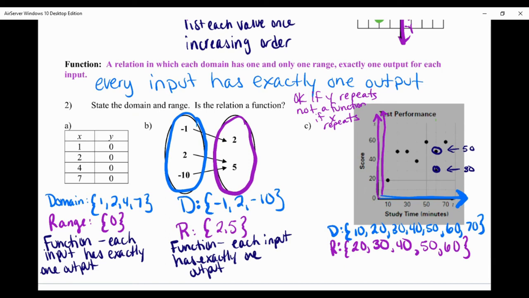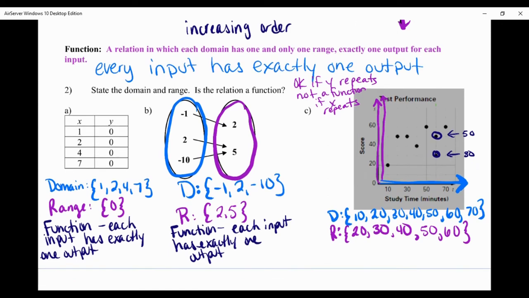Because that x value repeats, we have two students that were at 60 minutes. So it's not a function, because if we were able to write an equation, and we substitute the value of x equals 60, it doesn't make sense that we would get out a 30 and a 50. You just get out one value. So this is not a function.